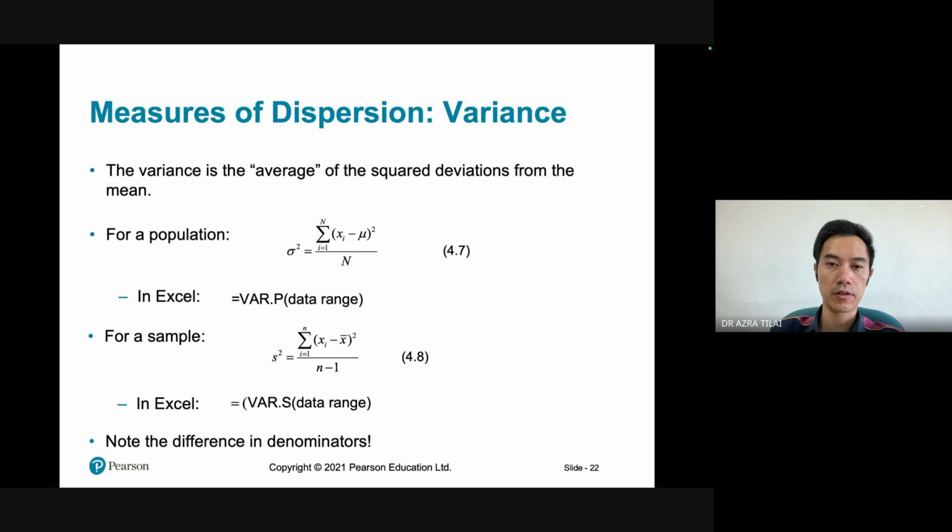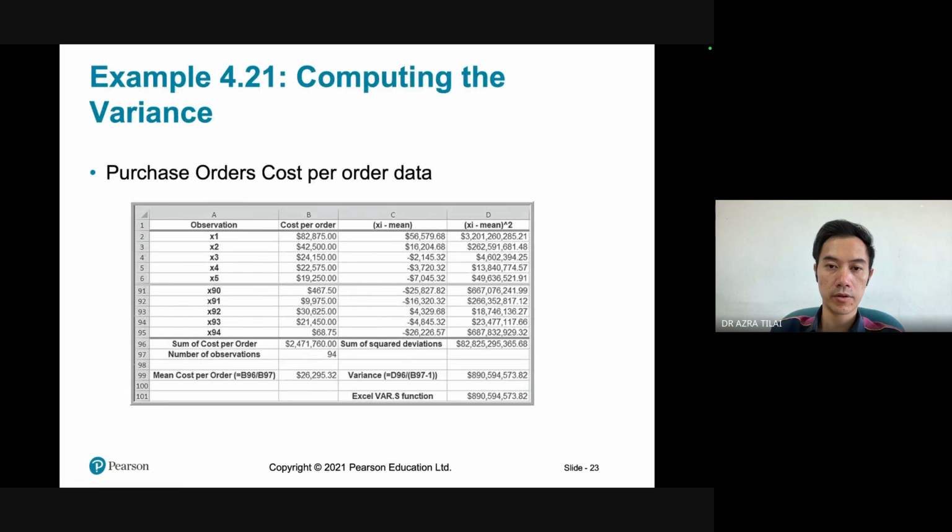Next is about variance. Just now was about range. Now is variance. So variance is the average of the squared deviation from the mean. For a population, if you were to use Excel, you would type equal sign VAR.P, which is the equation here, for purchase cost per order.